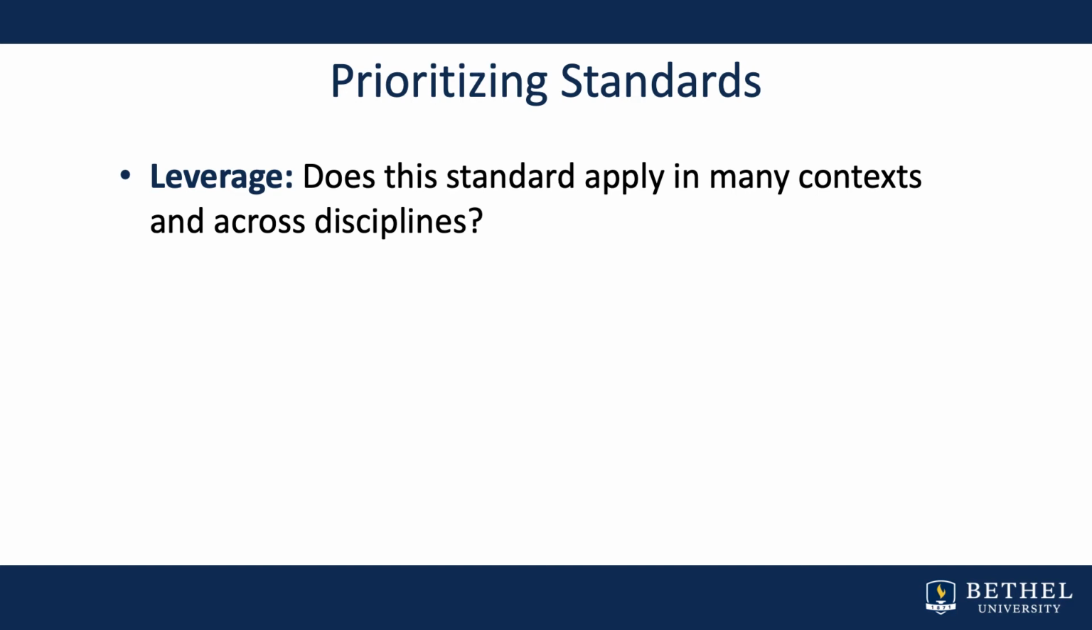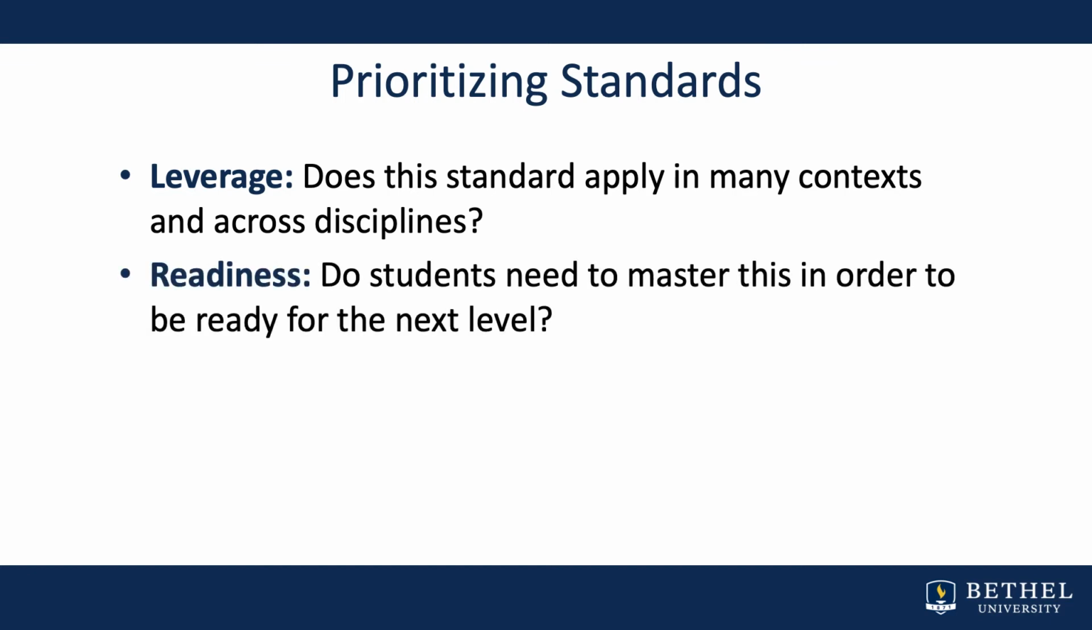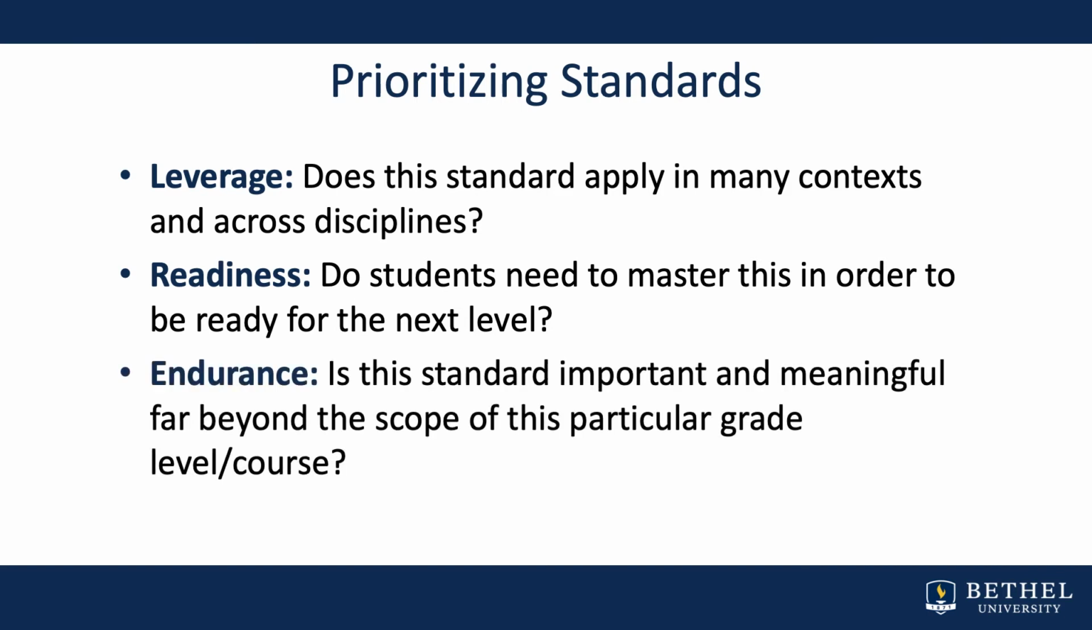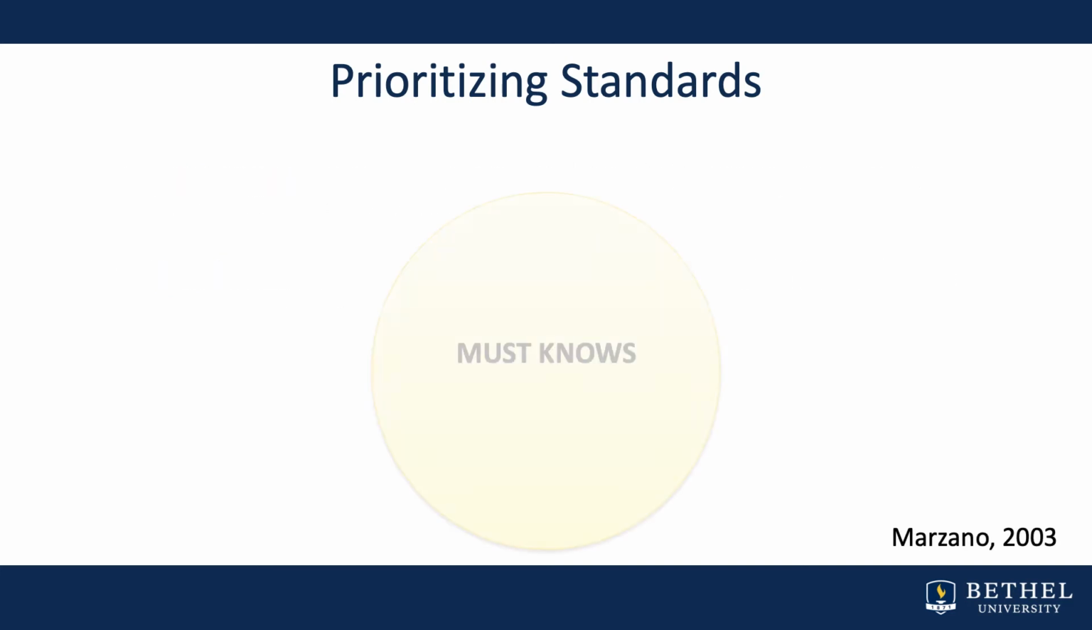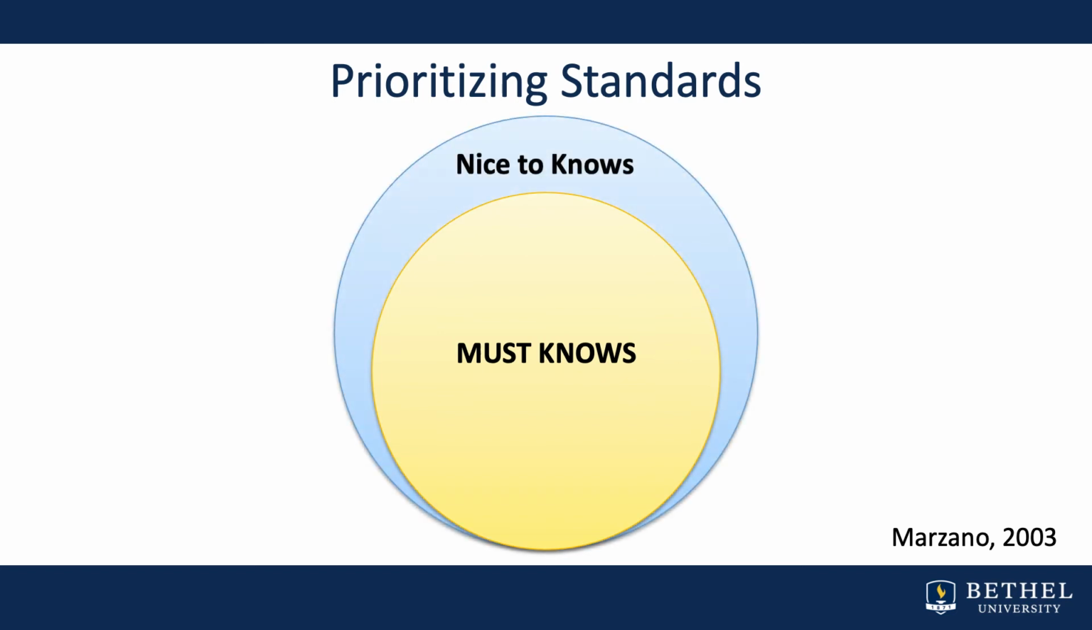Leverage means asking the question, does this standard apply in many contexts and across disciplines? Readiness means asking, do students need to master this in order to be ready for the next level? And endurance means, is this standard important and meaningful far beyond the scope of this particular grade level or course? From there, it requires distinguishing between standards that are must-knows versus nice-to-knows. While everything could be considered nice to know, that doesn't help with prioritizing. At some point, we have to decide that something is more important than something else to get to the list of actual must-knows. Using the leverage, readiness, and endurance framework is a useful way to guide the debates that inevitably arise when doing this work.